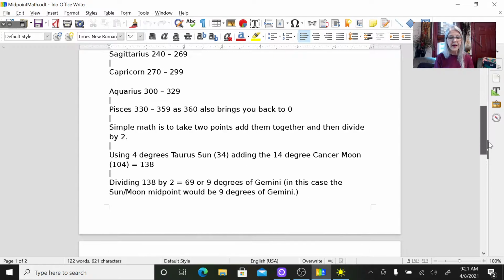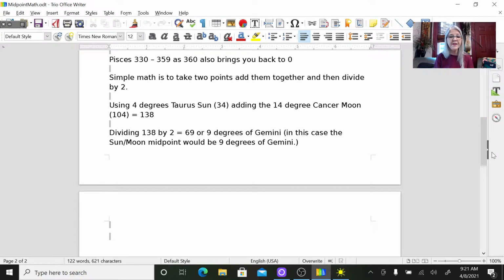Okay? Now, as we go into this, the simple math is to take 2 points, add them together, and then divide them by 2. So using a 4-degree Taurus sun, you come up with a number of 34. Add together the 14-degree Cancer moon, which equates to 104. Now let's see how I got that.